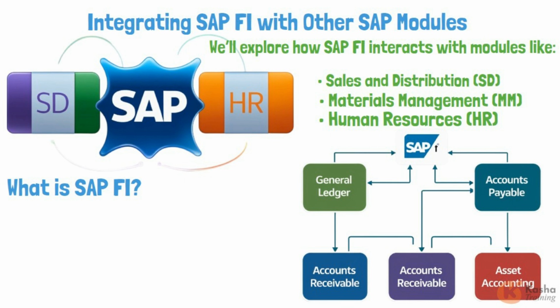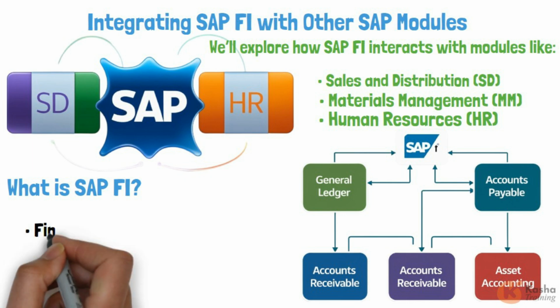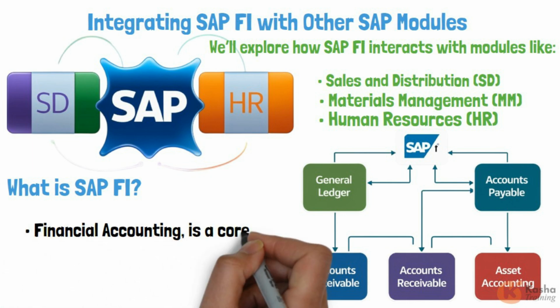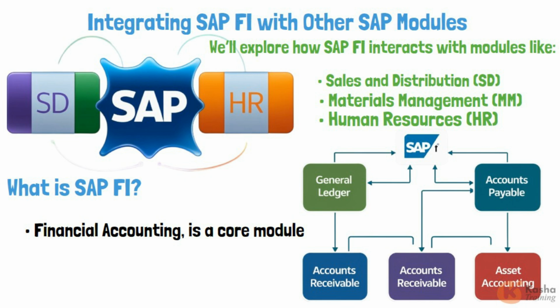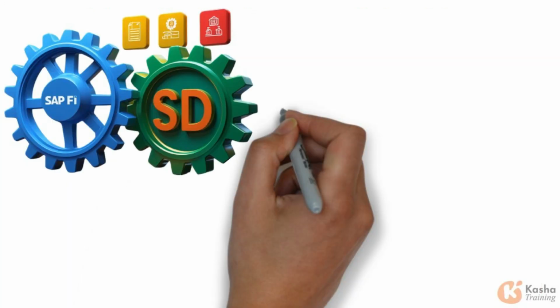What is SAP FI? SAP FI, or Financial Accounting, is a core module within the SAP ERP system that manages financial transactions and reporting. It includes submodules such as General Ledger Accounting, Accounts Payable, Accounts Receivable, and Asset Accounting. The integration of SAP FI with other modules is essential for ensuring accurate financial data and enhancing overall business processes.